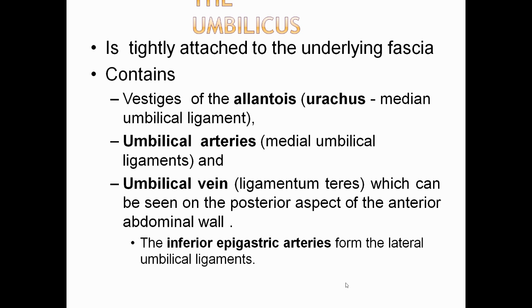Umbilicus is tightly attached to the underlying fascia. It contains vestige of the allantois and umbilical arteries and umbilical vein, which can be seen on the posterior aspect of the anterior abdominal wall, and the inferior epigastric arteries form the lateral umbilical ligaments.